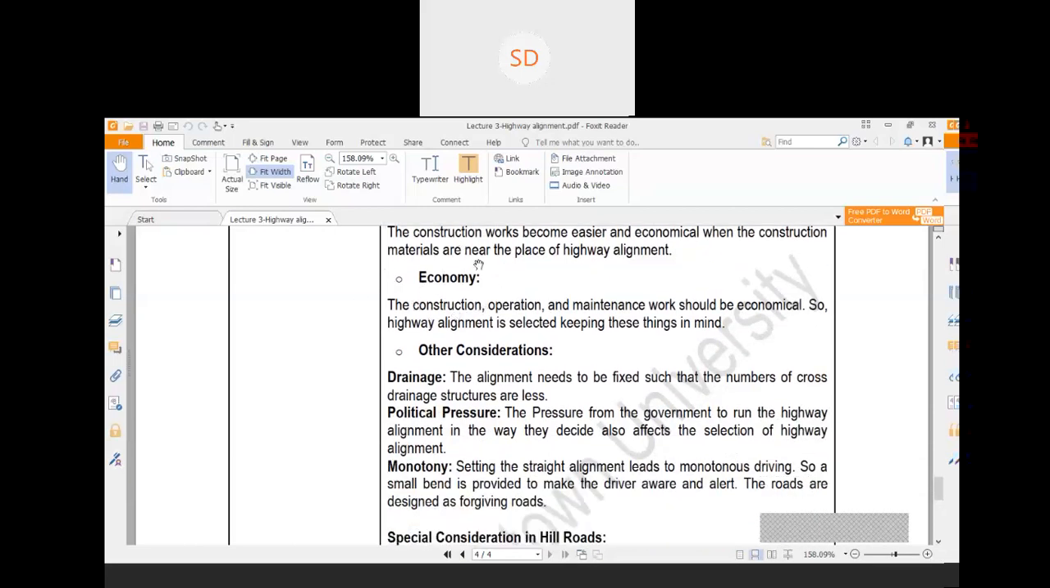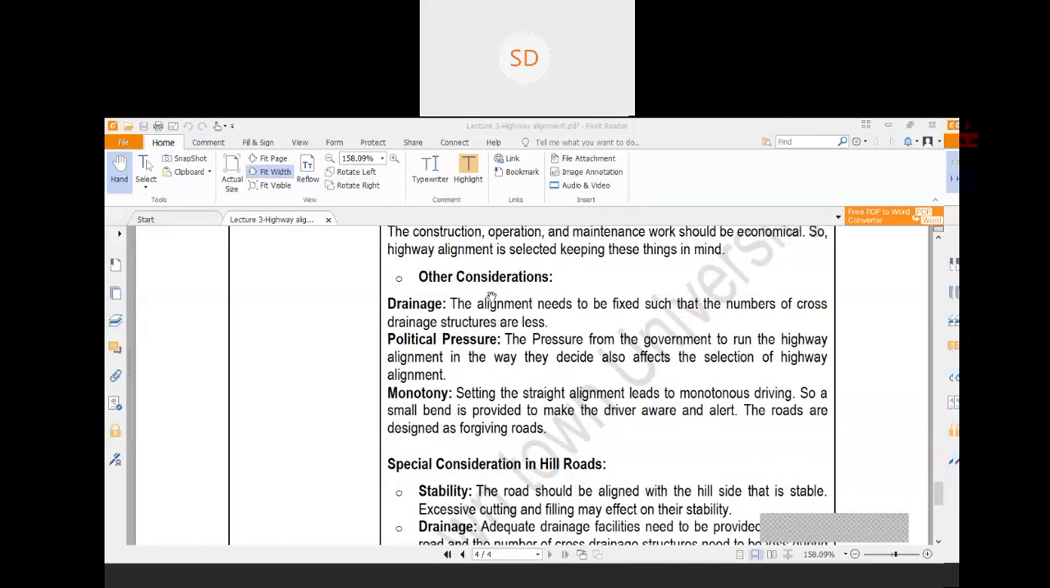Then economy: the construction, operation, and maintenance work should be economical. So basically, you always have to look after that whatever alignment you have suggested, that should be very much economical in terms of different conditions. Okay. Now, next point is other considerations.